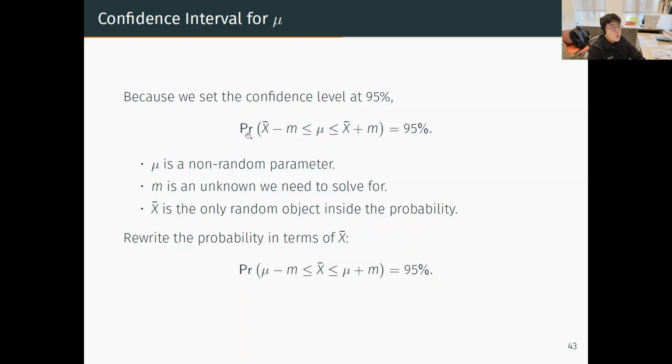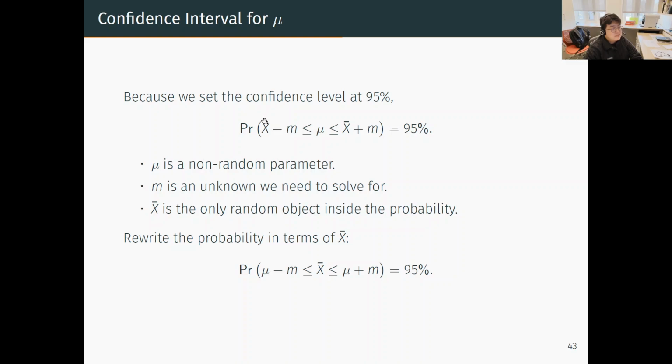That means our interval will be X bar minus M and X bar plus M. And we are curious about mu, the true mean. We know that the probability that mu lies in between these two points should be 95%. That's my constraint. I sacrificed 5%, so I'd like to make the probability 95%. This is the probability that your estimator is correct.